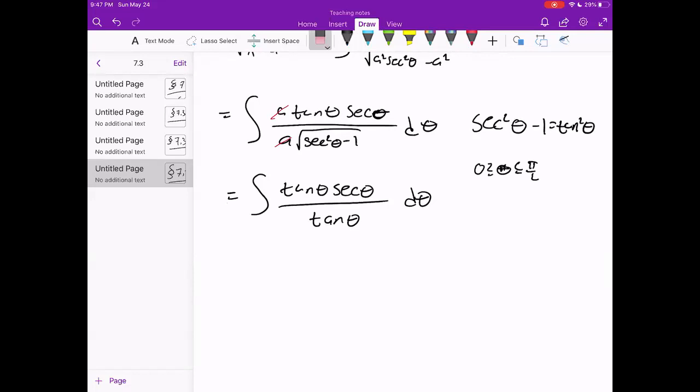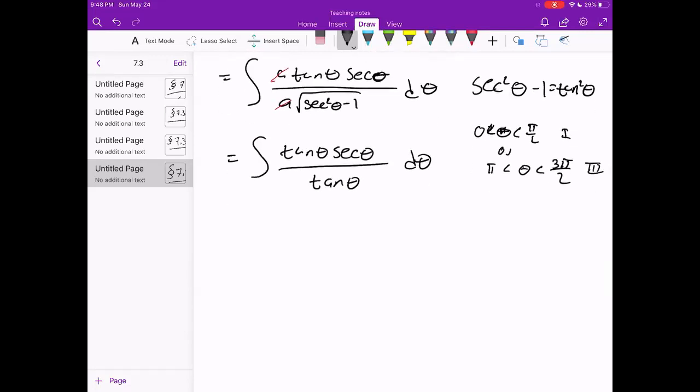Sorry, these are strict inequalities. Or pi is less than theta is less than 3 pi over 2. So sorry, first and third quadrant, where tangent is positive, so we don't have to worry about the absolute value sign there.